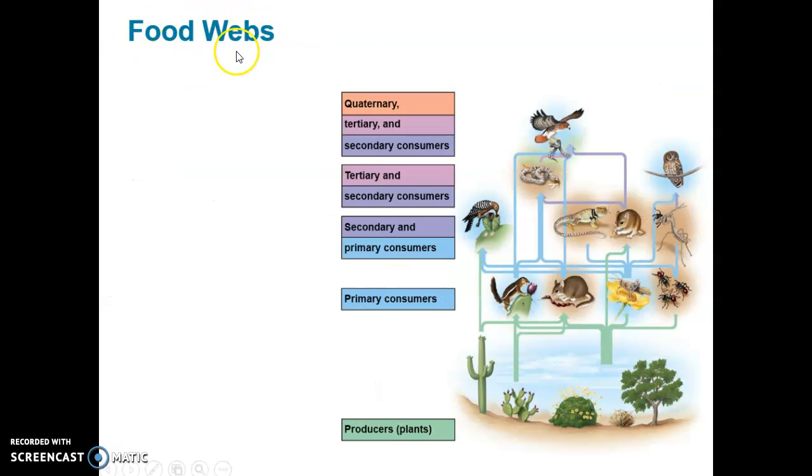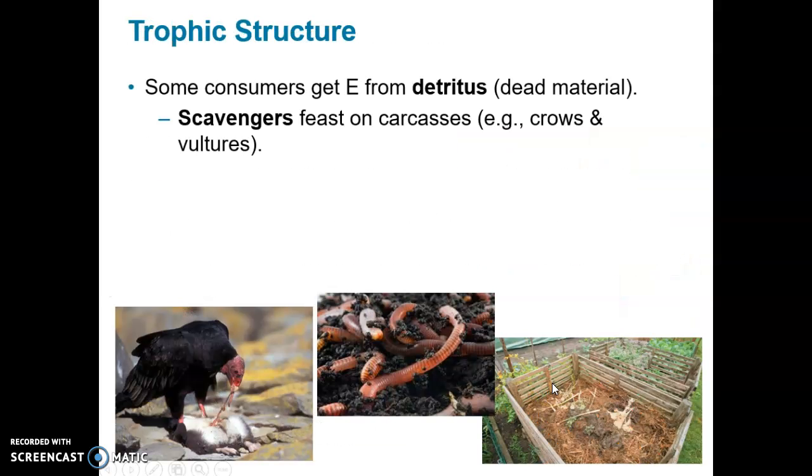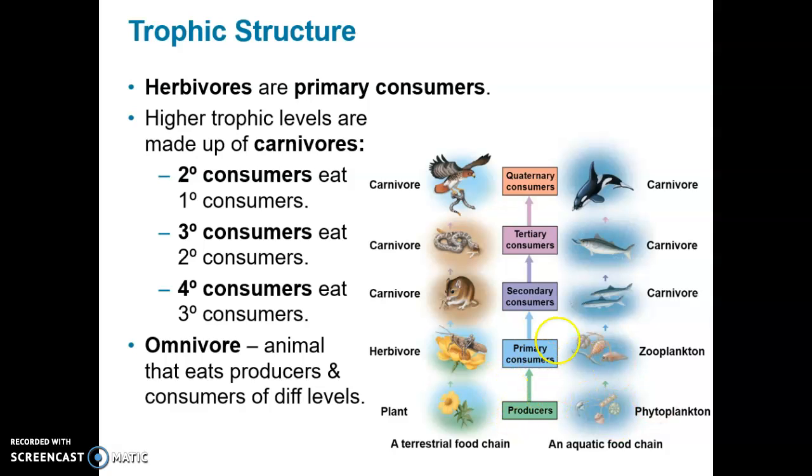Okay, let's get into a more realistic view of energy flow through an ecosystem via food webs. So the earlier food chain was simplified, but it gives you a sense of how energy moves through an ecosystem via producers to consumers up through the top level consumers, but it's highly simplified.